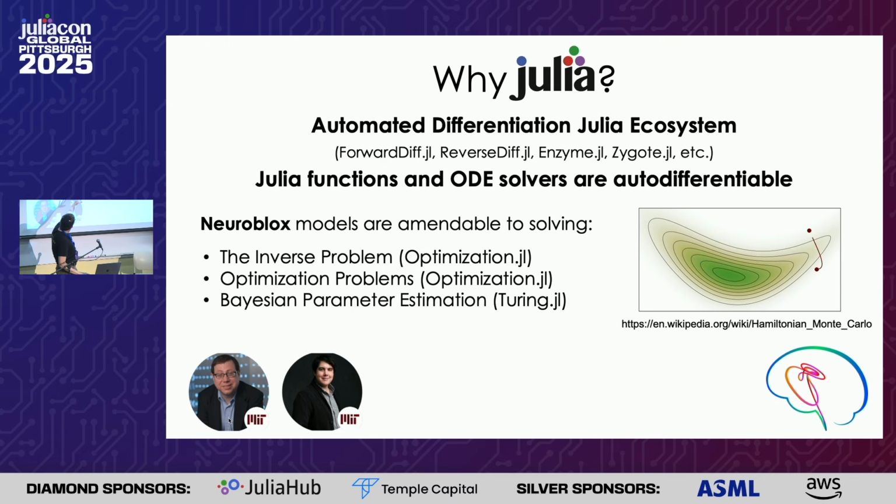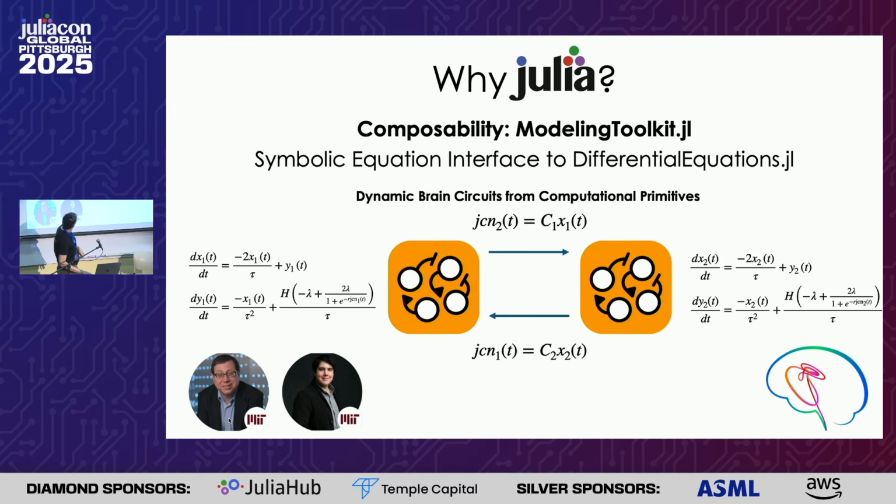What we're trying to do is to solve the inverse problem with optimization. The idea is, let's say you have a model and you have data from neuroscience. You want to fit the parameters of your model to the data of the experiment, and that can only be done by taking derivatives. There's also Bayesian parameter estimation, with a great package, Turing.jl, that does Monte Carlo sampling in the posterior space. It's also composable. We're using ModelingToolkit.